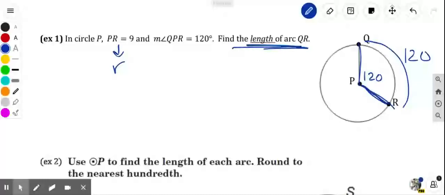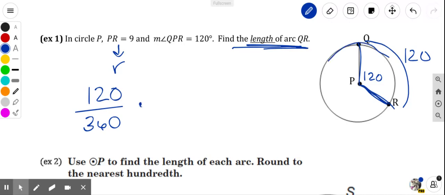So the formula is the measure of the arc, which is 120, over 360. That fraction is basically going to tell you what percentage of the circle that arc takes up. And then you multiply that by the circumference, because the circumference is the distance all the way around the circle. So 120 is actually 1/3 of 360, right? So this arc length is going to be 1/3 of the circumference. That's why this formula works.